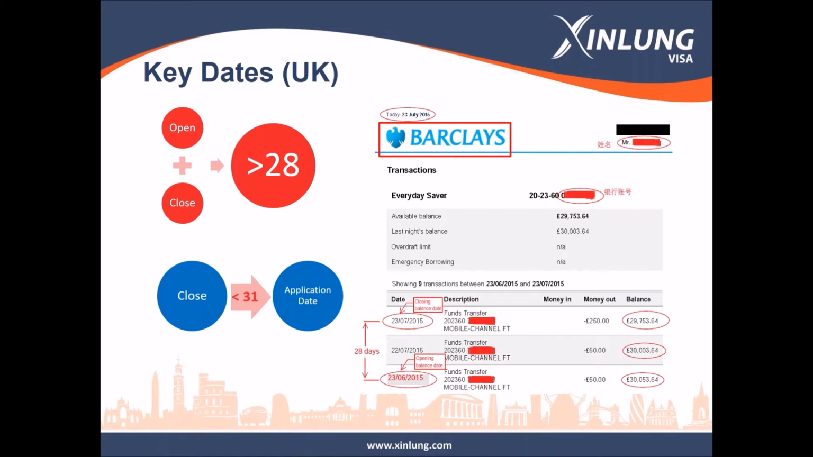So for example, for this particular bank statement, the opening balance date is the 23rd of June. So it started off from the 23rd of June, and the end date of the transactions is July 23rd. So if we want to work out whether the bank statement is still valid at the time when we submit our application, we always go by the closing balance date here.